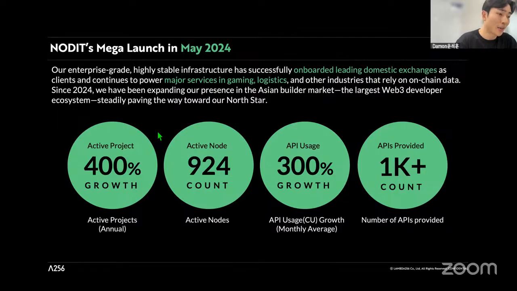As you can see on this slide, the number of active projects has grown by 400% over the past year. We now have 924 active nodes running, and our monthly API usage has gone up by 300%. We've opened up over 1,000 APIs for developers to build with.